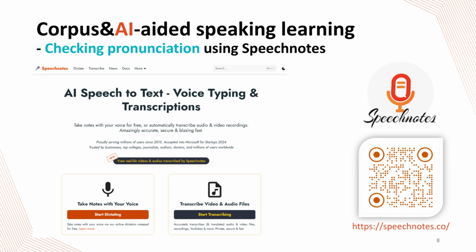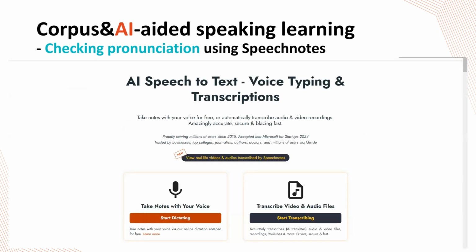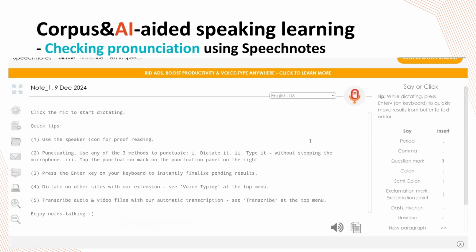Speech Notes offers various functions, but for pronunciation checking, we'll mainly focus on the dictate function. So to get started, please select Start Dictating on the left. Once you've clicked on it, you'll see a blank notepad along with a microphone icon. This is where your speech will be transcribed into text. When you're ready, click on the microphone icon to begin practicing. Please note that you'll need to allow microphone access on your device for it to work properly. You'll see a red dot pulsing or flashing. This indicates that it's actively recording.